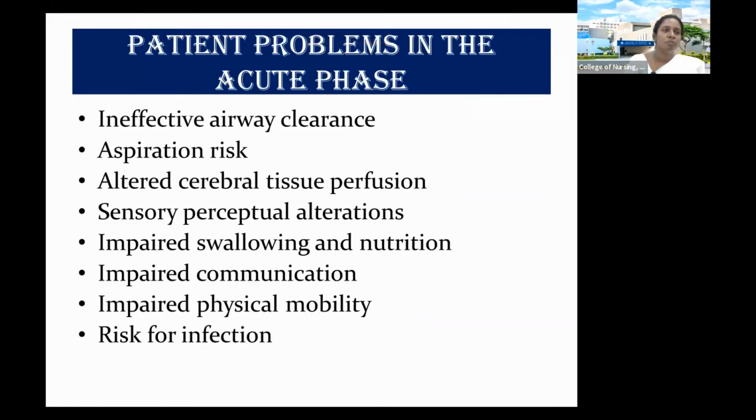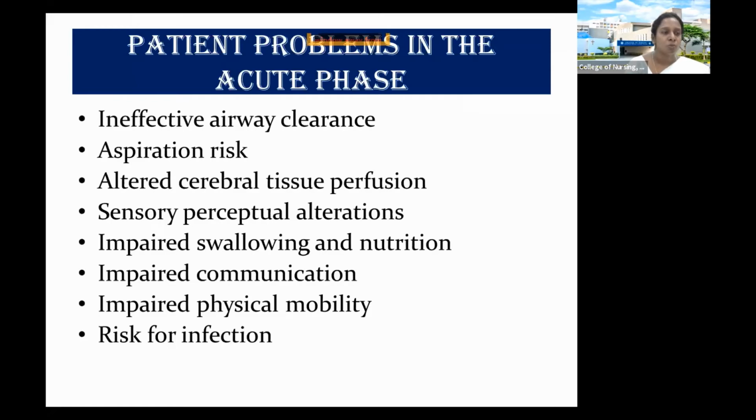When we have received the patient in the neuro ICU, patient problems that can be encountered are ineffective airway clearance, where if the patient has a low level of consciousness or a low GCS, the patient cannot maintain an adequate airway. Aspiration risk is very high. If the patient has dysphagia or problems with swallowing, then they can have a lot of aspiration. They can have altered cerebral tissue perfusion, which is the main problem that patients come to us with. Sensory perceptual alterations, which I will talk to you about in the next few slides.